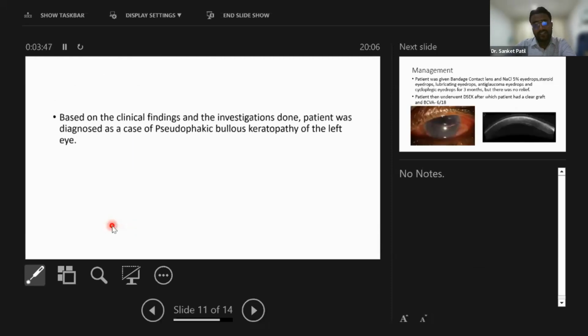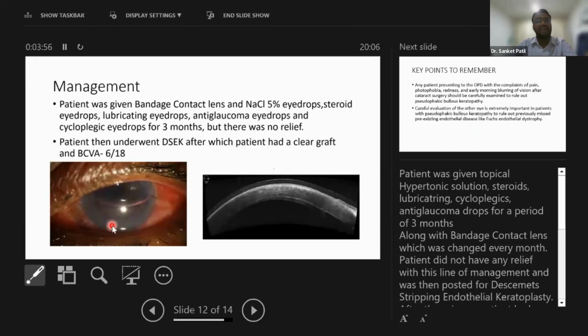Based on the clinical findings and the investigations done, the patient was diagnosed as a case of pseudophakic bullous keratopathy of the left eye. The patient was given a bandage contact lens, hypertonic solution, steroids, lubricating drops, cycloplegics, and anti-glaucoma drugs for a period of 3 months. During this period, the bandage contact lens was changed every 1 month, but the patient did not have any relief with this line of management and was then posted for Descemet stripping endothelial keratoplasty, after which the patient had a clear graft and best corrected visual acuity of 6/18.